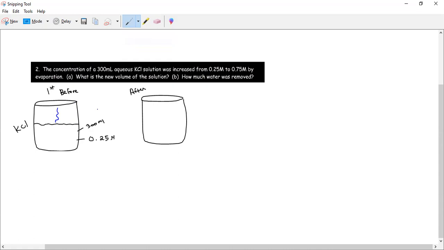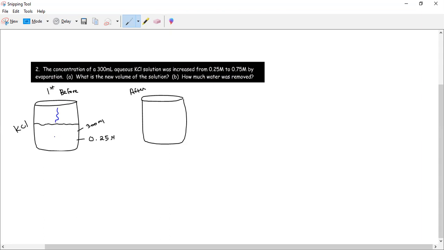The solute, of course, will stay the same in either scenario. The amount of KCl doesn't change, but clearly with evaporation, the amount of water has changed. And that's an important point, because what that does to the molarity is it in fact increases the molarity, the concentration, because the proportion between solute and solvent, or water in this case, has been changed in favor of the solute, right?